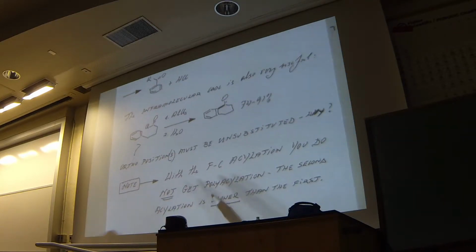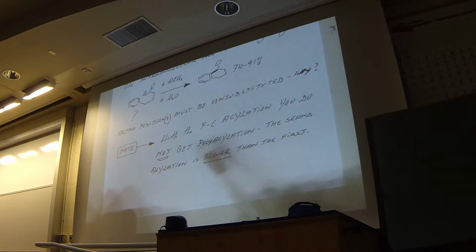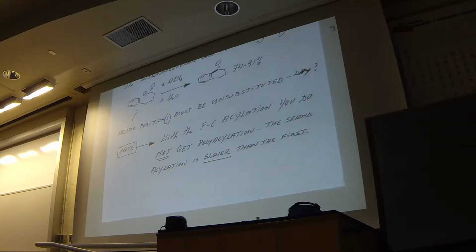So with the Friedel-Crafts acylation, you don't get polyacylation. If there's a second acylation that's going to take place, that second acylation is slower than the first. So with the Friedel-Crafts alkylation, second reaction faster. Friedel-Crafts acylation, second reaction slower. Don't memorize it, you're going to understand it in a minute.